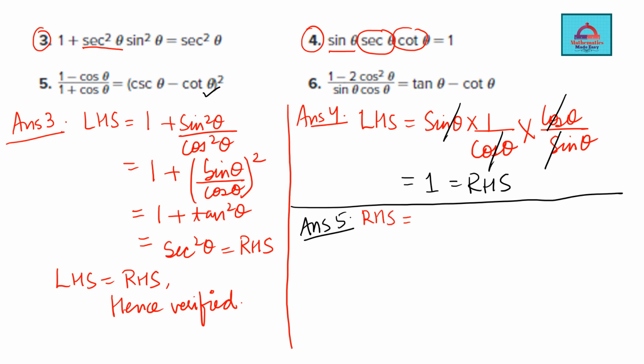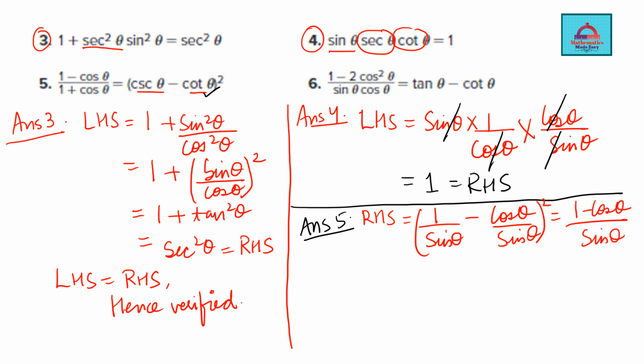Right hand side, we are going to convert in sine and cos. So cosecant is the reciprocal of sine. So I can write 1 over sine theta minus cot is written as cos over sine in this way. And then there's a whole square. Now I can take LCM, which is sine theta. So this is 1 minus cos theta square. So let's open the numerator and the denominator.